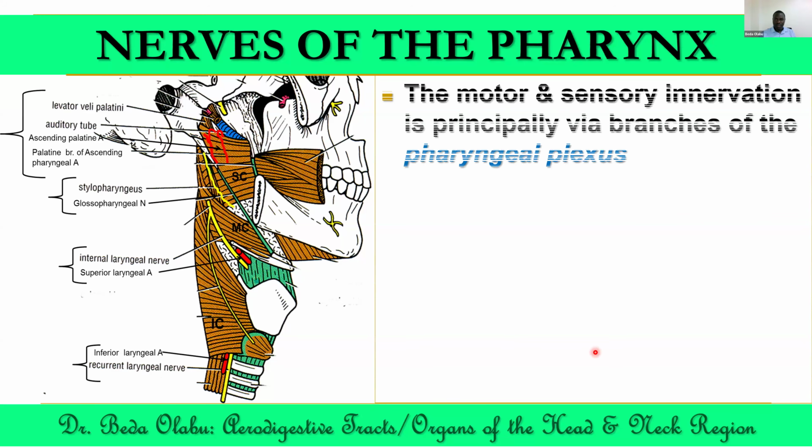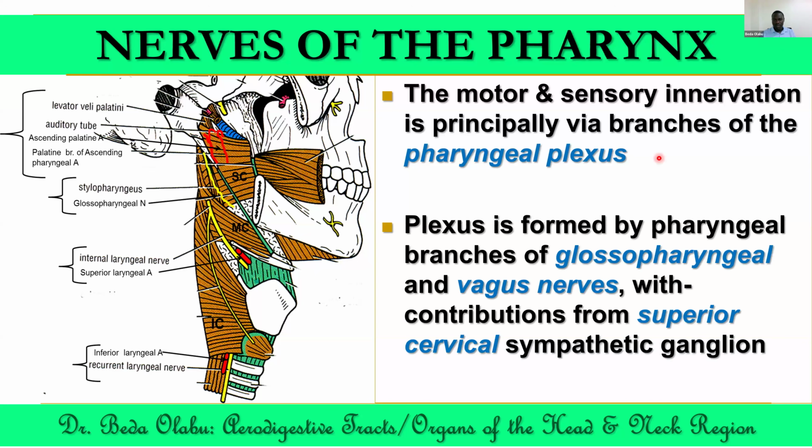About the nerves, the motor as well as the sensory branches, or rather the motor and the sensory nerves to the pharynx, are basically derived from the pharyngeal plexus, as I've already mentioned. And already told you that the pharyngeal plexus is formed by the glossopharyngeal nerve, this is the 9th cranial nerve, vagus nerve, the 10th cranial nerve, and we also have the 11th cranial nerve, which is the cranial accessory nerve.